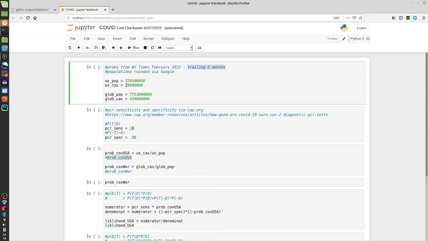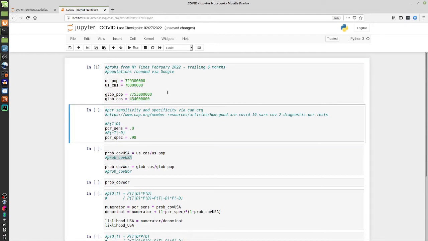For U.S. cases, we have it set to about 78 million. For global population, we have about 7.8 billion, or just shy of 7.8 billion. And for the number of cases, 434 million. Next, we're having the actual test itself, so let me run this cell real quick.